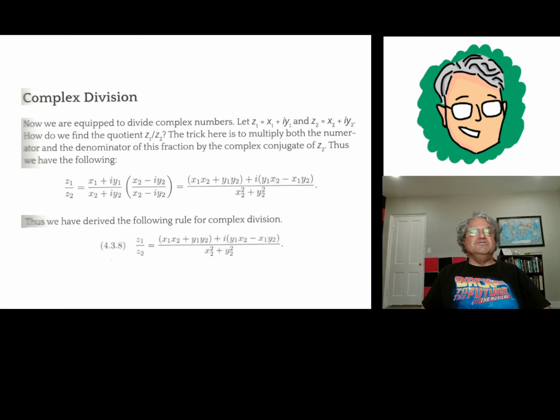The reason this is a useful trick, multiplying a number by its complex conjugate, is because that product is real. And when you simplify a complex expression, you always want the denominator to be real because you want to be able to write out the real and imaginary components of the result separately. If you like, I could have written this as x1 x2 plus y1 y2 all over x2 squared plus y2 squared. That's the real part. Plus i times the fraction y1 x2 minus x1 y2 all over x2 squared plus y2 squared. That's the imaginary part. Anyway, that's the formula. That's how you get it.